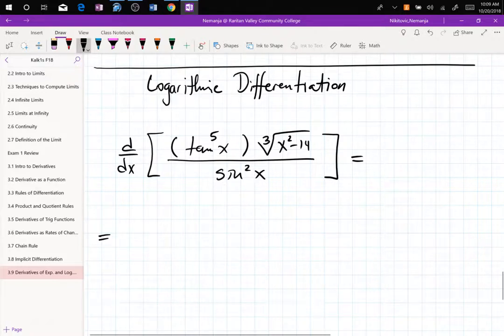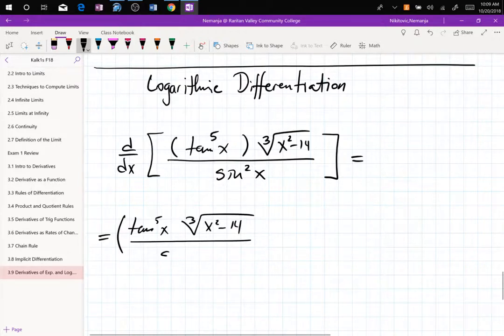Now I'm going to sound like Morpheus from The Matrix. What if I told you that you can take the derivative of this mentally, meaning you just write the answer in factored form and walk away, no calculations, no nothing. So this is what it is. You copy the problem as is. This is the answer. You copy the problem as is. Don't change anything. So it's tangent to the 5x times the cube root of x squared minus 14 divided by sine squared x.